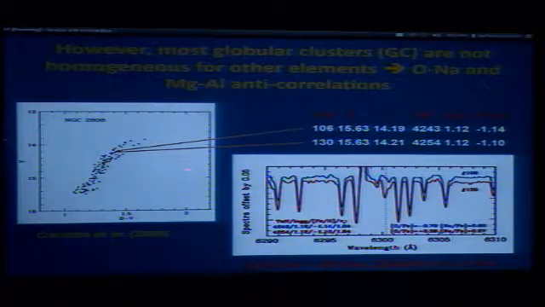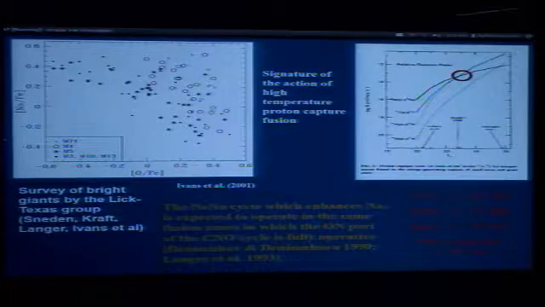In this plot, for instance, we have two stars in the color-magnitude diagram of NGC 2808. They are apparently twins of each other. But if you look at the oxygen line, it is very different in these two stars, so the abundance of oxygen is very different. In general, it was found that there is an anticorrelation between the abundances of oxygen and sodium. This was work made by the Lick-Texas group, Chris Sneden, Bob Kraft, and others, who found this clear anticorrelation between the abundances of these two elements.